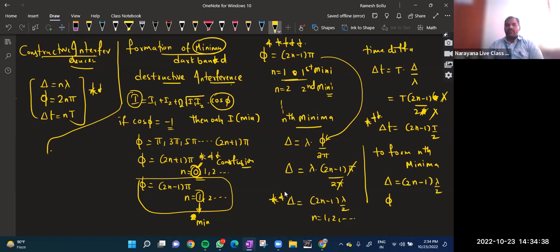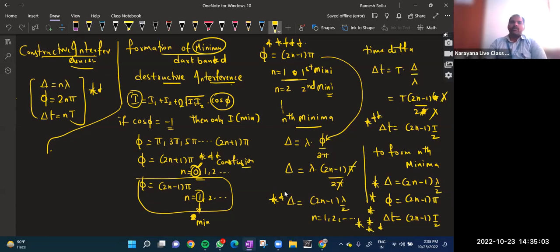What is the phase difference between them? Very good. (2n minus 1) into pi. And the time difference, how much? Very good. (2n minus 1) into capital T by 2. I am requesting all of you to kindly keep all these things in your photographic memory. Why? Because in the future you will understand, direct questions will come in your JEE. Is my point clear?